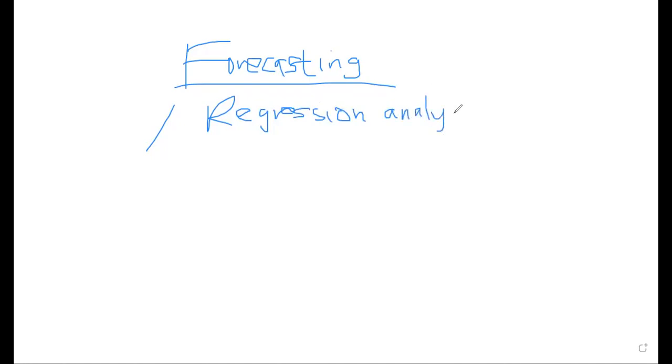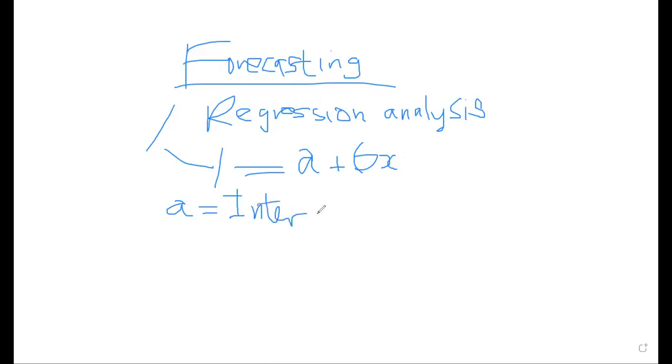Under regression analysis, we look at the line of regression, which is y is equal to alpha plus bx. Our alpha is the intercept. B is the slope.